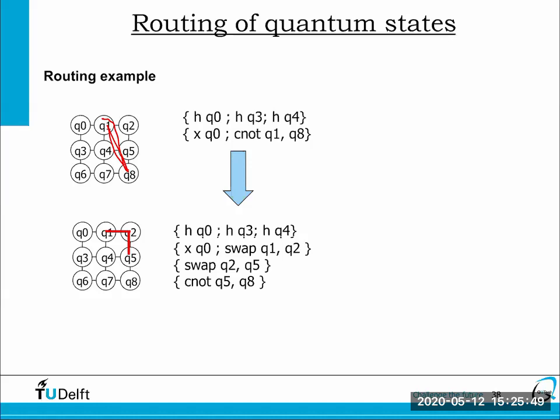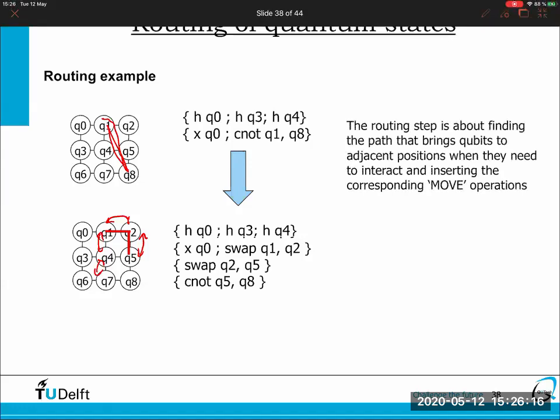If I need Q1 and Q8 to interact, I can only do these two swaps here, or I can do something different. You could swap to 4 and then 5, or 4 to 7. Yeah, I can also do this here, right? And it's still two swaps. So indeed, the routing step is about finding the path that brings qubits to adjacent positions when they need to interact, and then inserting the corresponding move operations, right? And for that, you can have different shortest paths or different options.